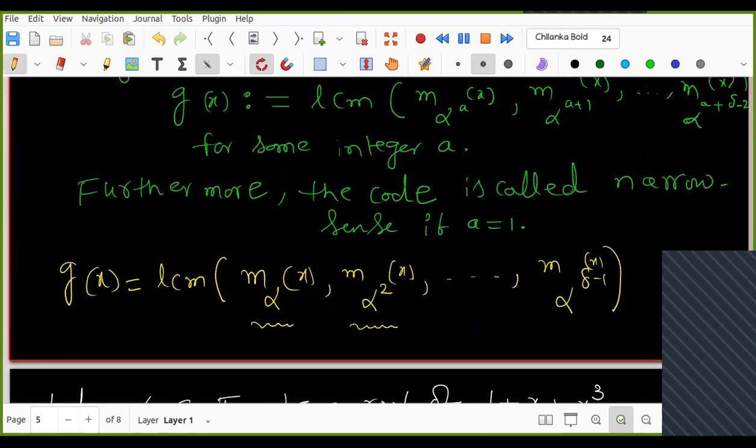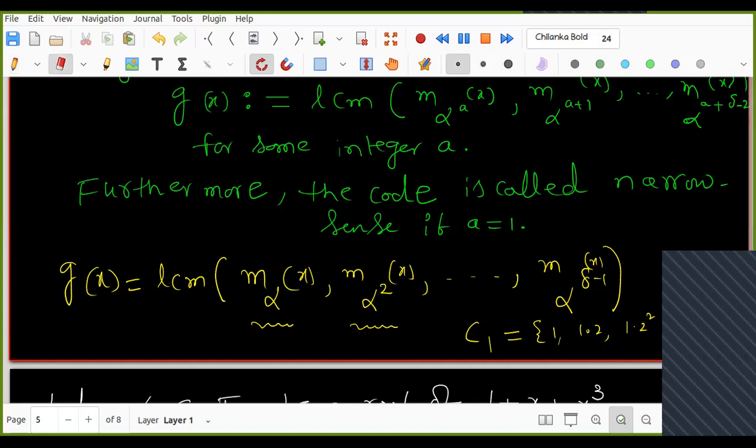See, C1 is a cyclotomic coset containing 1. So what does it contain? 1 into 2, 1 into 2 square. For 2 it is not co-prime; for binary, they will be the same. For other primes, they will be co-prime. So my point is that sometimes they may be equal.